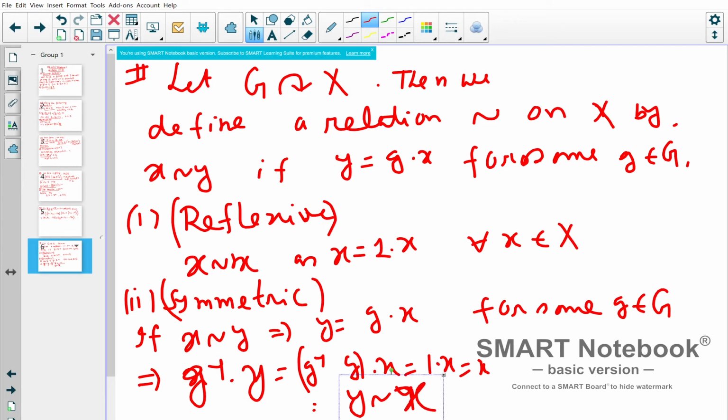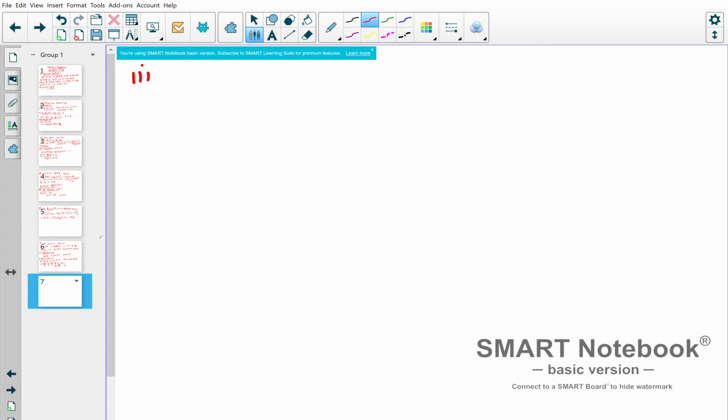So what does that mean? That means this relation is also symmetric. Clear? So whenever x is related to y, then y is also related to x, right? Now let me check another property, say the transitive property.